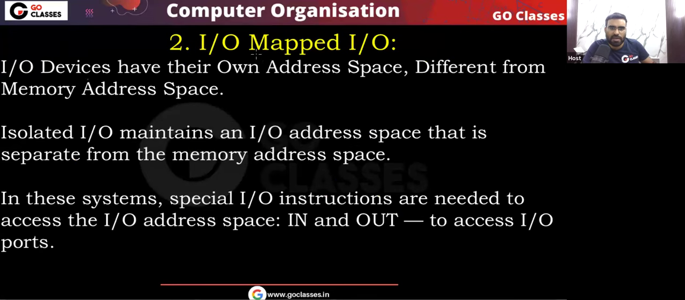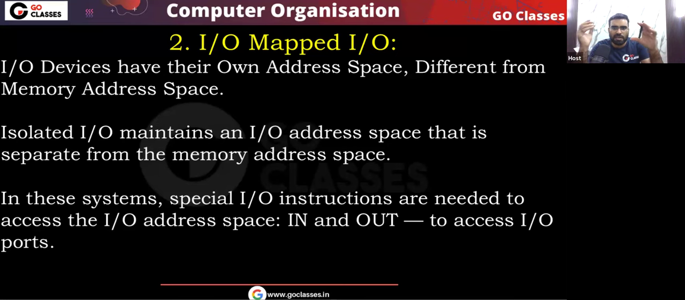So let's see the definition. In the IO mapped IO, devices have separate address space. They have their own address space, which is different from memory address space. That is the reason we call it isolated IO. Isolated IO maintains an address space that is separate from main memory address space. In these systems, now notice one thing, memory address space is different, IO address space is different. IO devices and main memory are not sharing the address space. Basically, they have different address space.